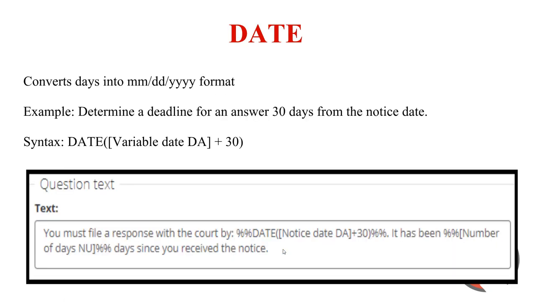The next one to talk about is date. Date converts days, so 30, added to a variable date, into the month, month, day, day, year, year, year, year format. So I showed you an example of this already, but here you can determine a deadline for an answer 30 days from the notice date.